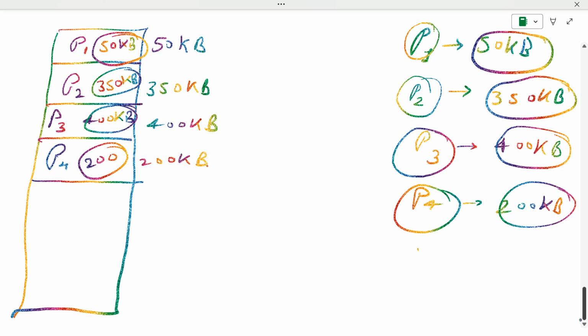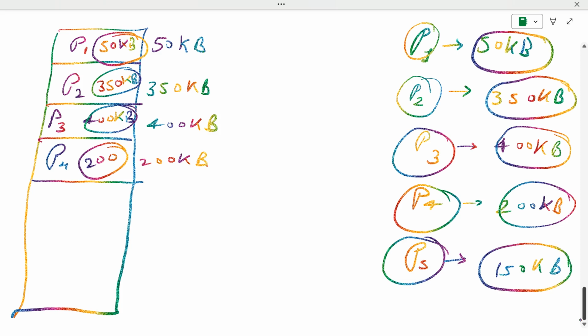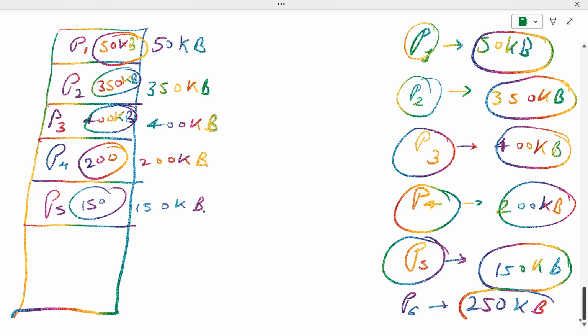Now P5 comes, right? P5 requires 150 kb, and for P5 again we have made this partition here, and P5 is getting accommodated into this, and this is 150 kb. Let's say after that P6 comes and P6 requires 250 kb. In the remaining memory we have some space left, so we will allocate P6 here with 250 kb, and this partition is being made.